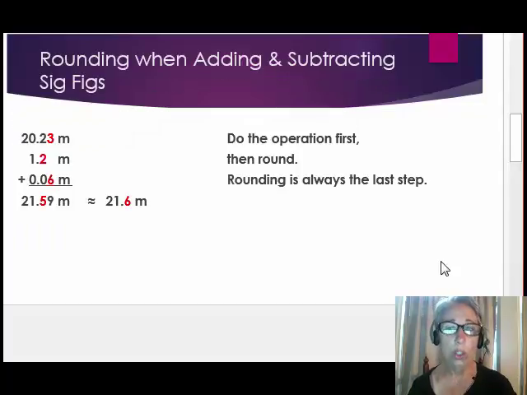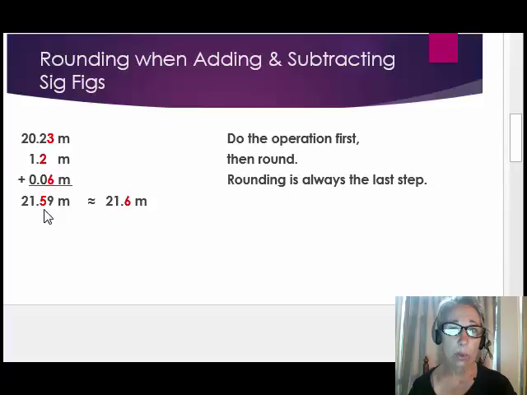It is important to do the math first and round our final answer according to the rules as our very last step. Upon examination of the added values, there are uncertain digits in the 100th place, the 10th place, and the 100th place. Since the value with the least number of places after the decimal point is 1.2 meters with the uncertain digit in the 10th place, our final answer must be rounded to the 10th place.